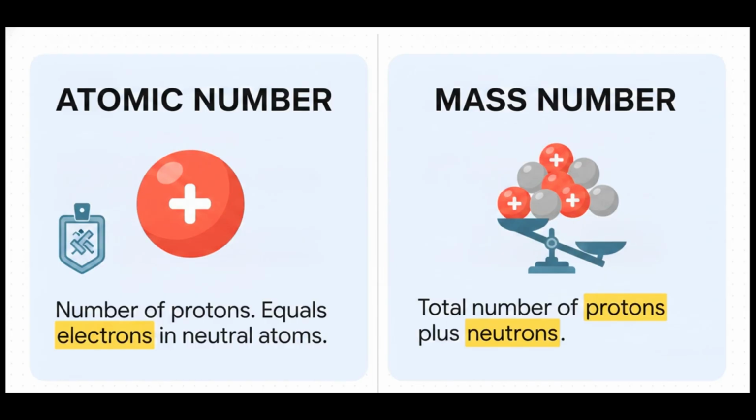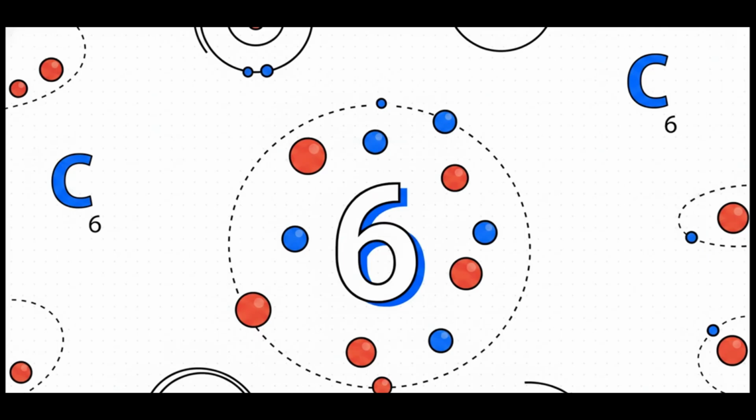And if the atom is perfectly neutral, the protons will equal the electrons. On the flip side, the mass number is just the total of the heavy stuff. Since electrons weigh next to nothing, you just add up your protons and neutrons. Let's look at an example to make it stick.